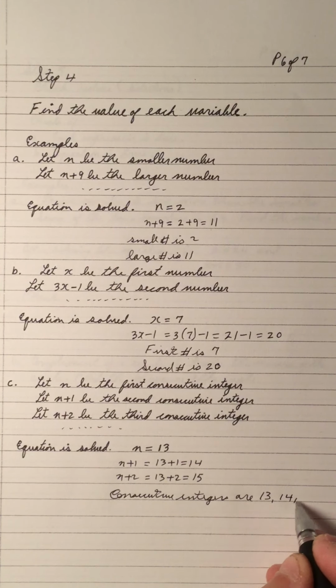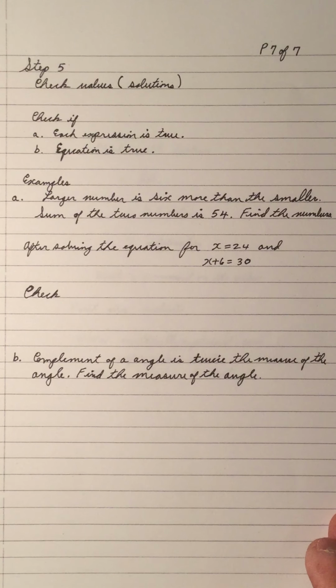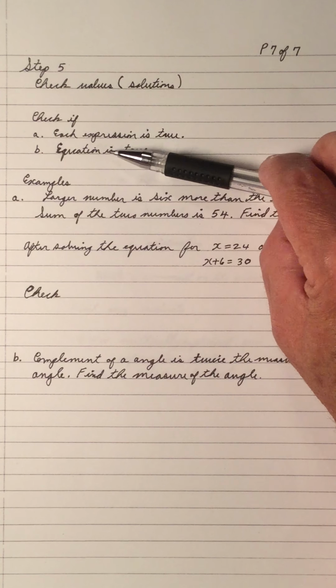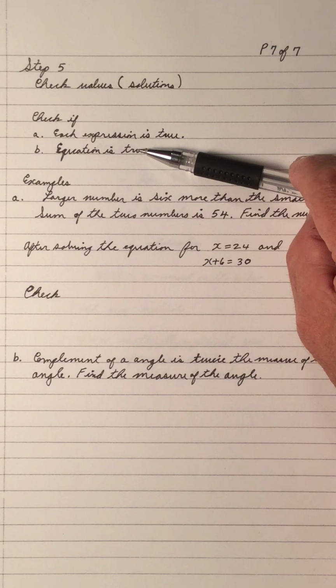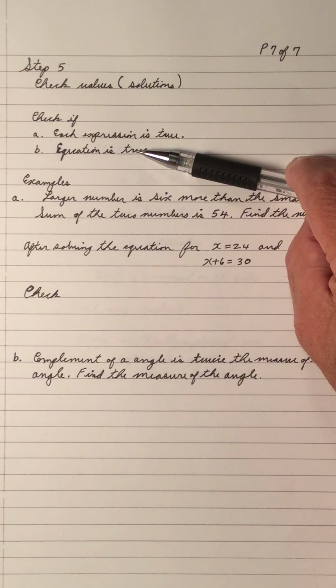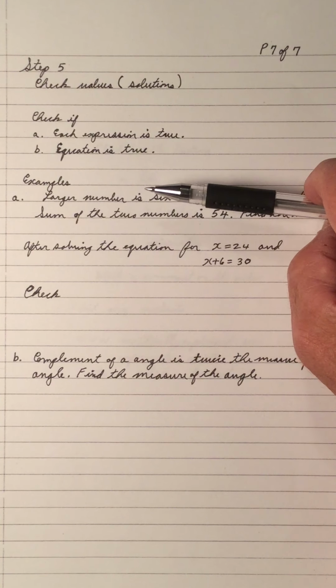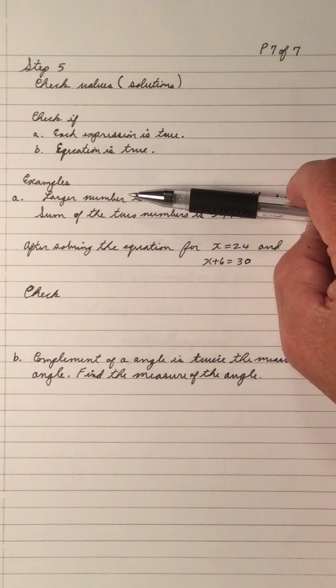Step 5. Step 5 is where you check the values of the solutions. So you check if each expression is true, and you check if the equation is true. Let me explain with a couple of examples. Because what happens at times, you might work out the equation and work it out incorrectly. Therefore, the value you get is a wrong value, but you won't know that. So even when you sub it in the second unknown, because the first unknown is wrong, the second one is wrong.